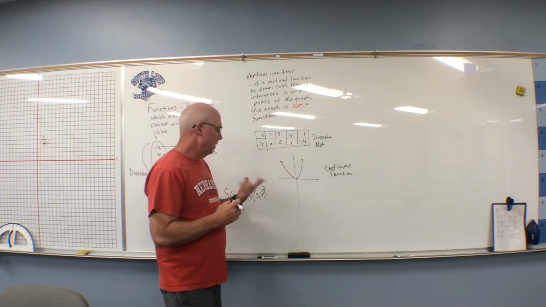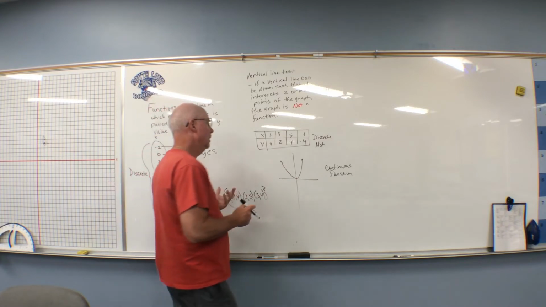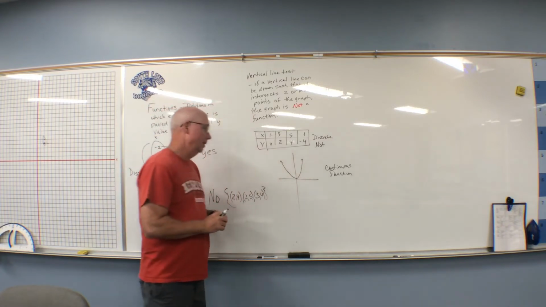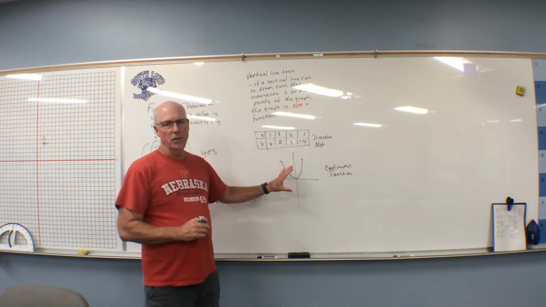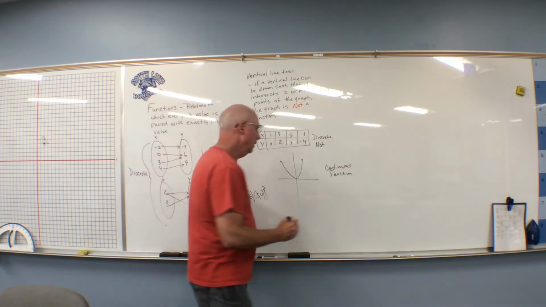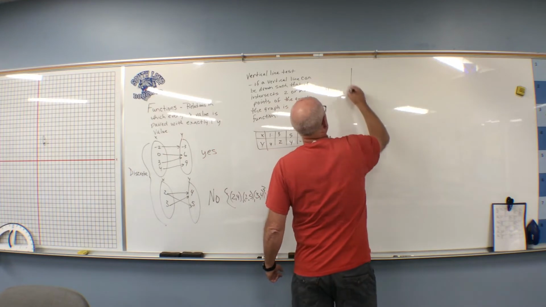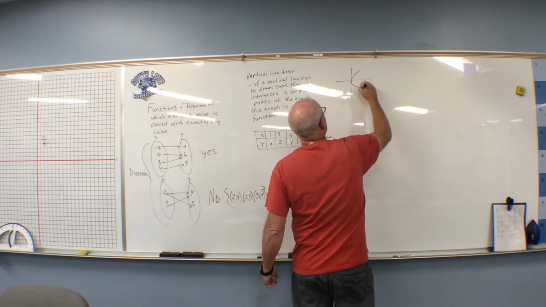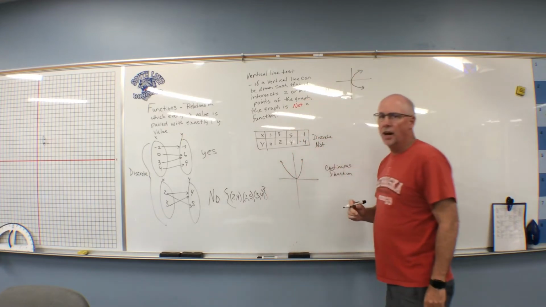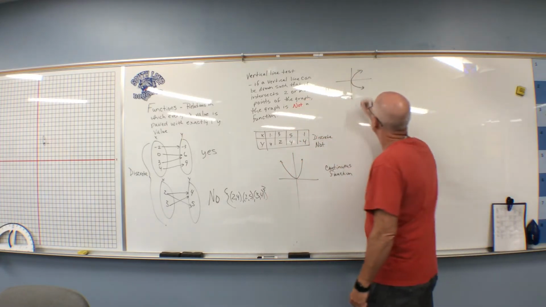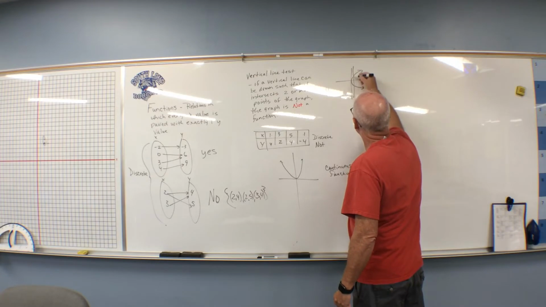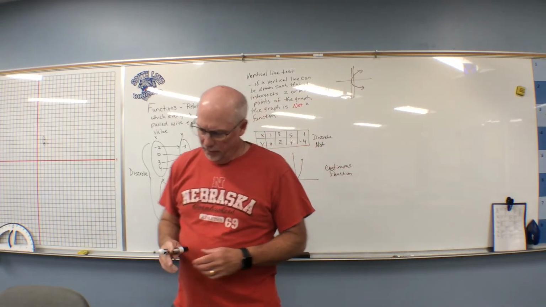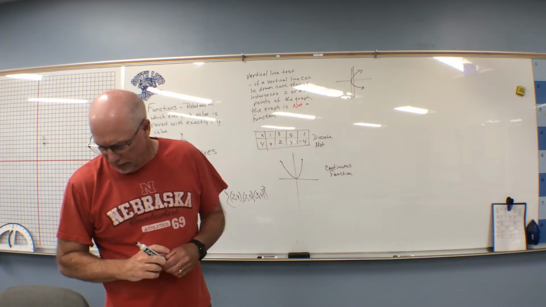This is a parabola. This is a standard parabola. You can see that anywhere we draw a vertical line, it passes the vertical line test. So this is a function. Now, oddly enough, if I take this parabola and turn it sideways, then this is not a function, because I can draw a vertical line and it touches 2 points. So anytime you can draw a vertical line and it touches 2 or more points, it is not a function.